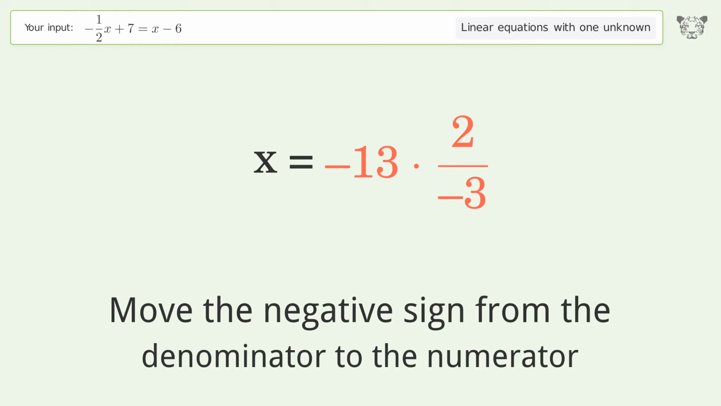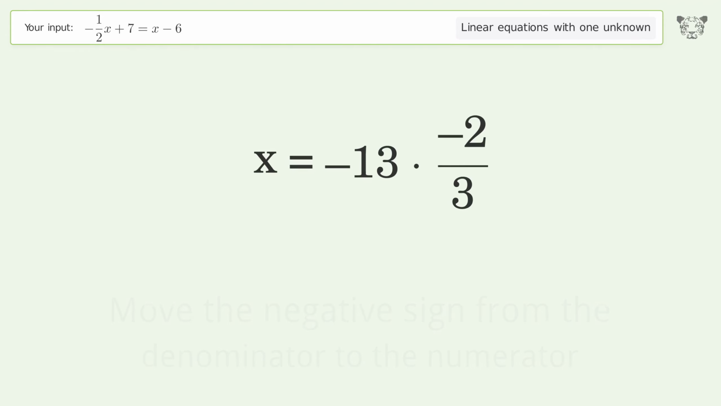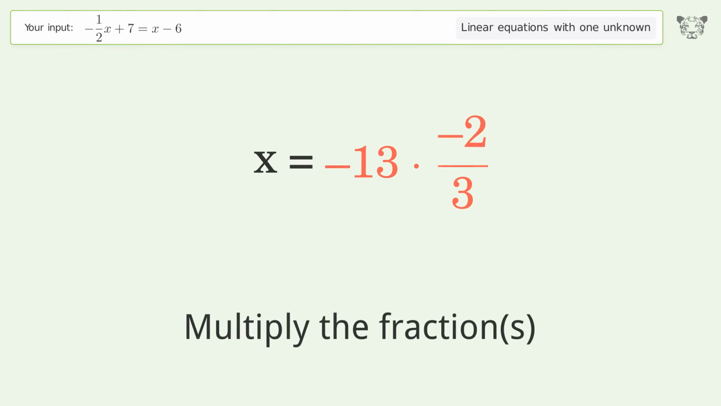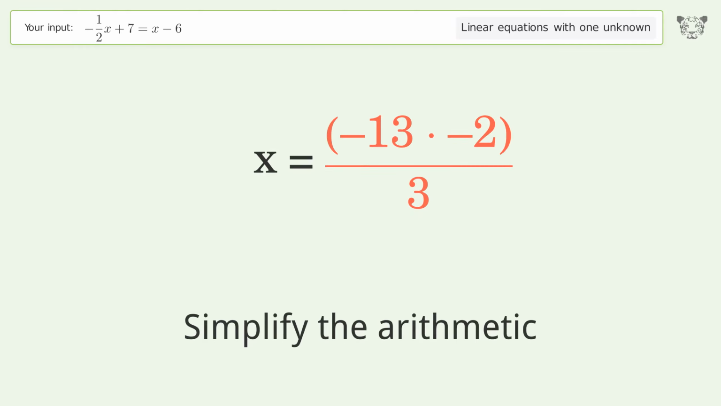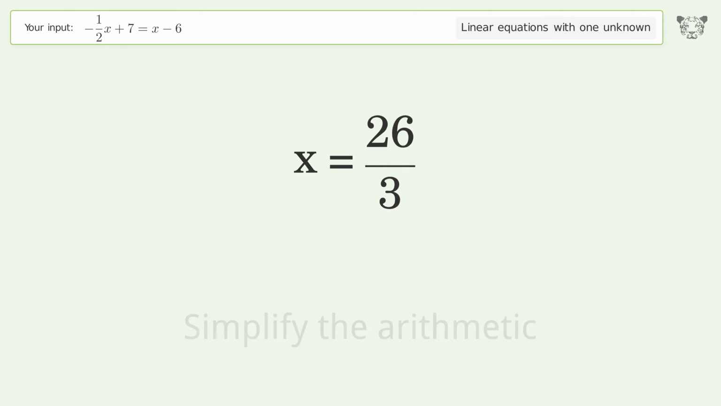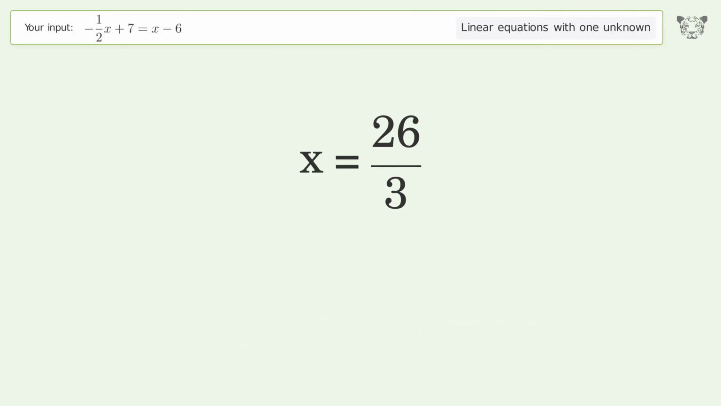Move the negative sign from the denominator to the numerator. Multiply the fractions. Simplify the arithmetic. And so the final result is x equals 26/3.